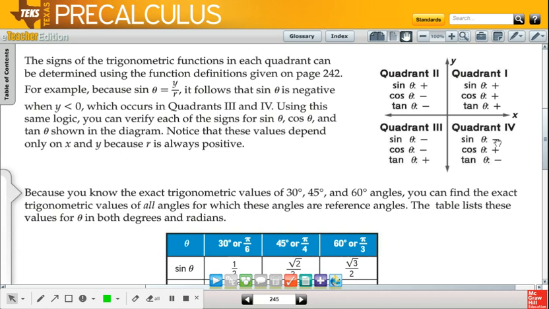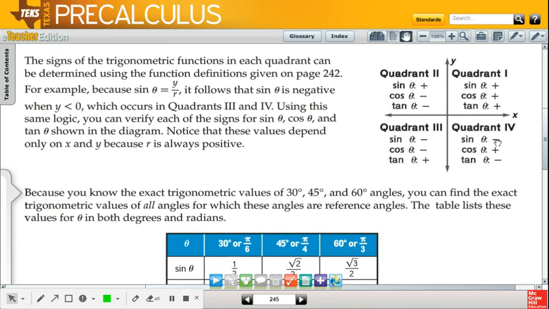Quadrant 4, looking at the xy plane, x values are positive because it's on the right side. Your y values are negative because it's at the bottom. So sine is dealing with the y values. Since the y values are at the bottom, sine data would be negative. Cosine data deals with the x value on the right side. So that's why cosine data would be positive.